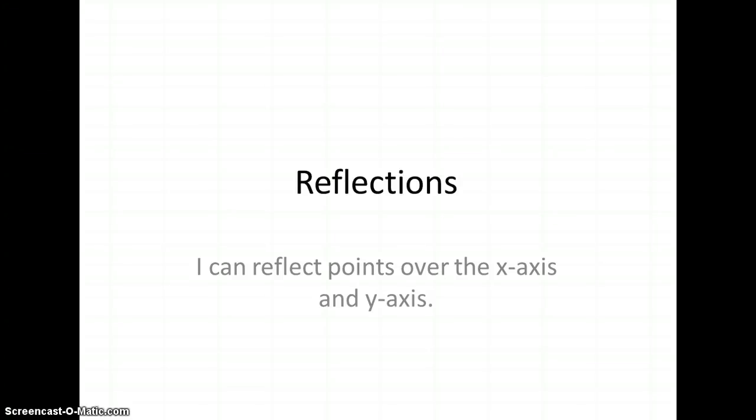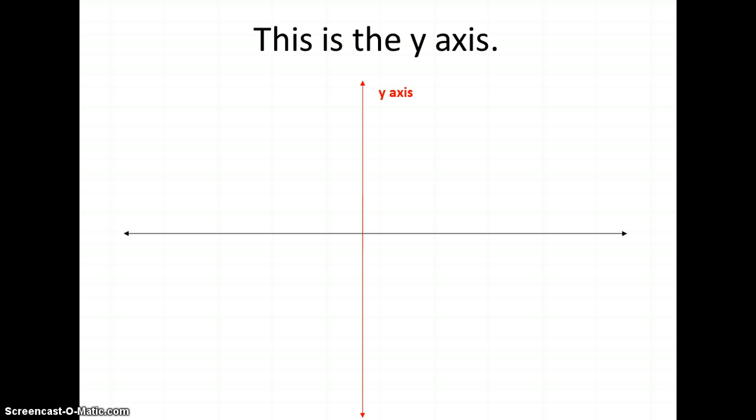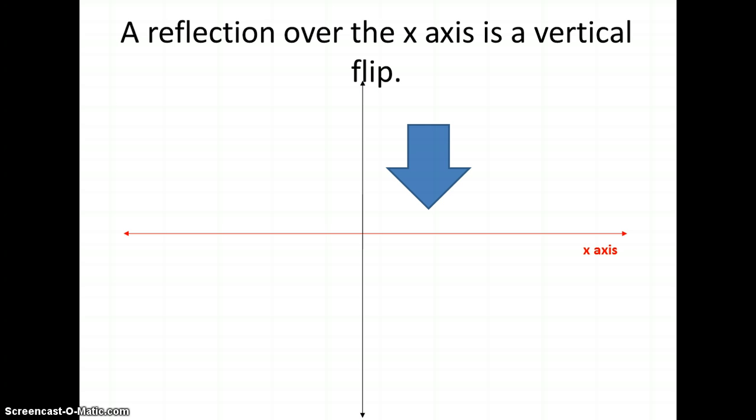Okay, today we're going to talk about reflections. And by the end of this lesson, you should be able to say, I can reflect points over the x-axis and the y-axis. So this red line here, this is the x-axis. And this line is the y-axis. It goes vertically. A reflection over the x-axis is a vertical flip.